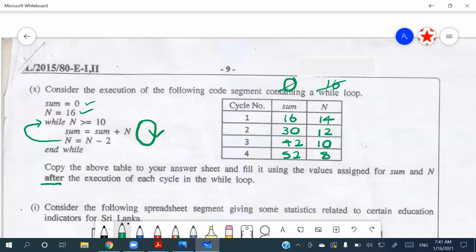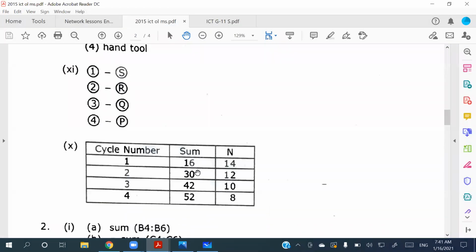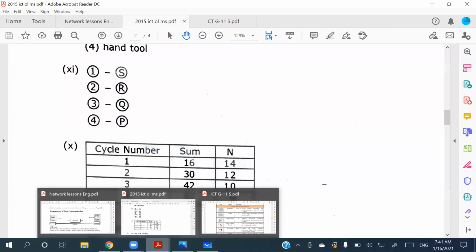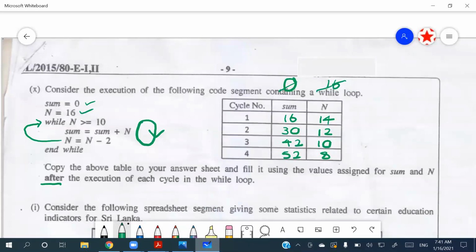Then of course the cycle is going to end. So these are the things that you need to have in your answer sheet. So it's 16, 30, 42, 52 for sum, 14, 12, 10, 8 for n. All right, people, for each row which you got correct, you can have 0.5 marks. Right, so there are 4 rows, so 0.5 for each.